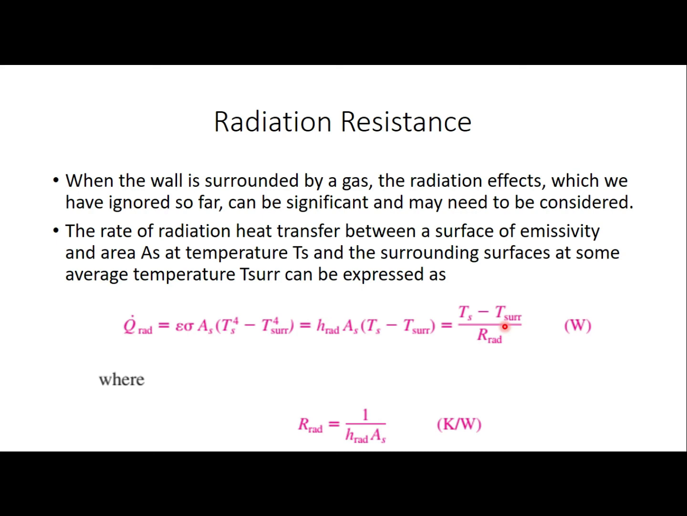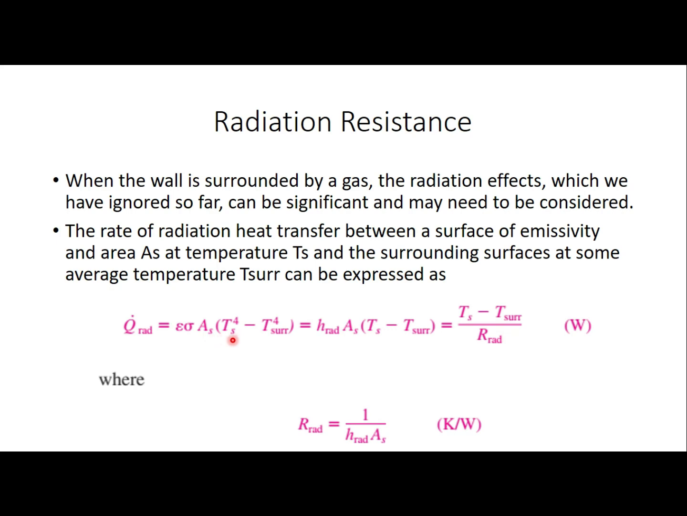So this is the third kind of resistance, which is known as radiation resistance. When a wall is surrounded by gas, the radiation effects, which we have ignored so far, can be significant and may need to be considered. The rate of radiation heat transfer between a surface of emissivity and area As at a temperature of Ts, and the surrounding surfaces at some average temperature, that is T surrounding, can be expressed by this law.